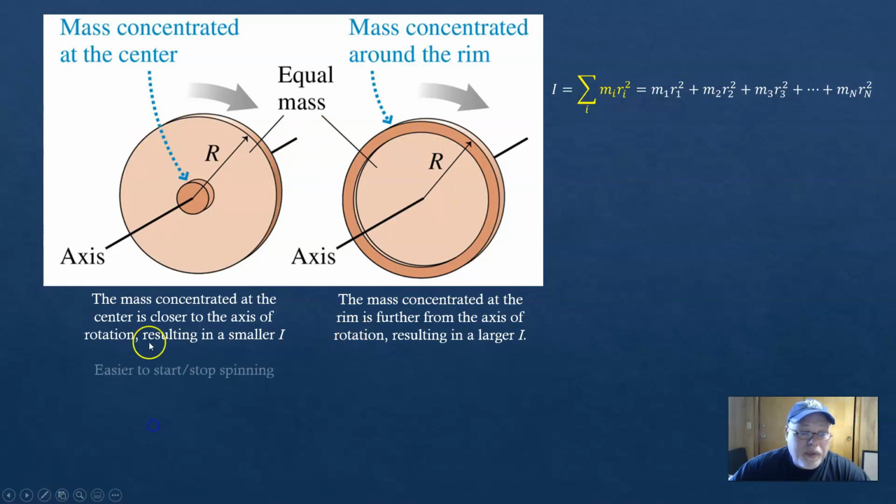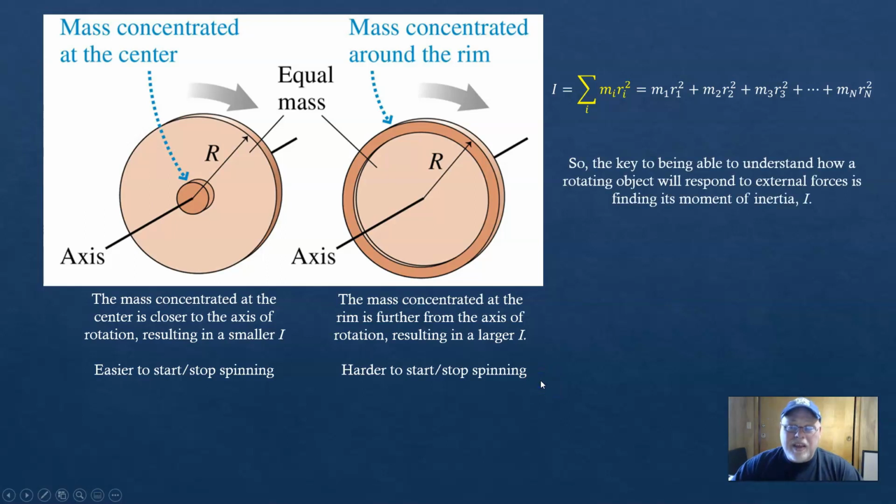Now what this means is this object is going to be a heck of a lot easier to start or stop spinning than this object is, because this one's got a larger moment of inertia. It's going to be harder to stop this from spinning or start it spinning. So you can already see that moment of inertia is going to determine how that object responds when we start exerting forces on it, trying to either make it speed up or slow down its rate of rotation. Okay? And so really then the key to being able to understand how a rotating object is going to respond to external forces is that we need to find its moment of inertia, I.